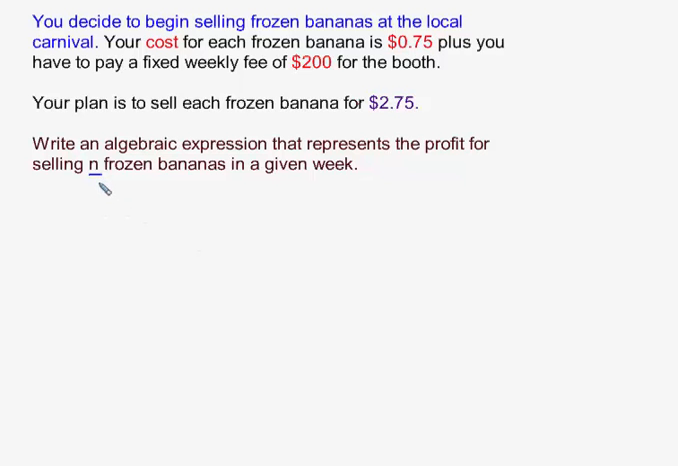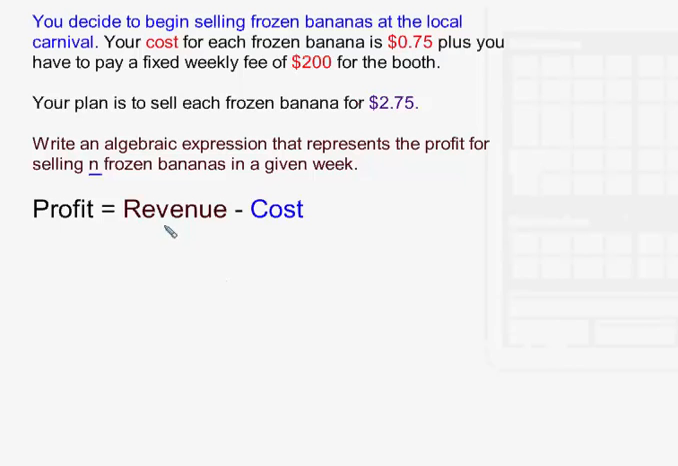I will assume that for every one banana I buy, I sell that banana. One way to approach this problem is to know the formula that your profit, since that's what we're trying to find, can be found by finding an expression for our revenue, finding an expression for our cost, and then subtracting the two expressions. The definition of revenue is how much money you actually get from your customers. Well, we're getting $2.75 for every frozen banana we sell because that's what we're selling them for.